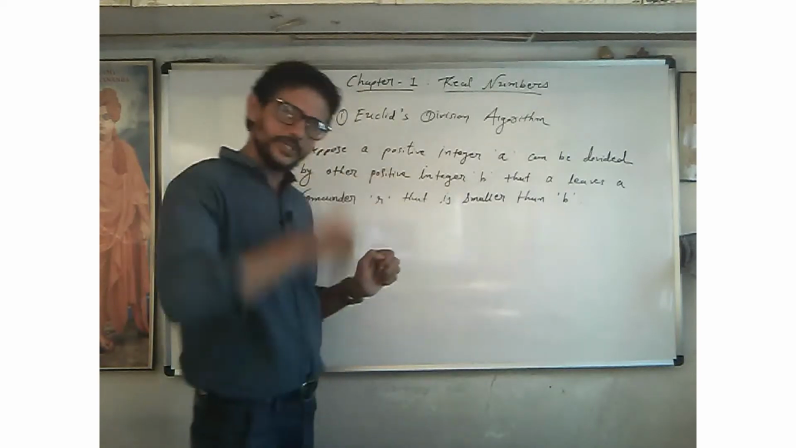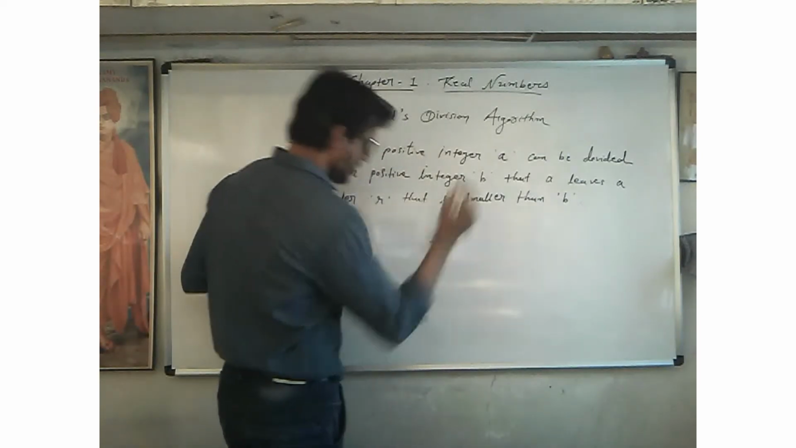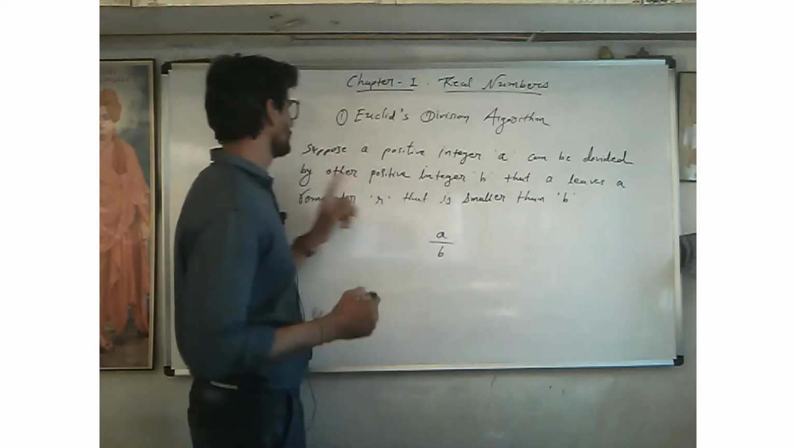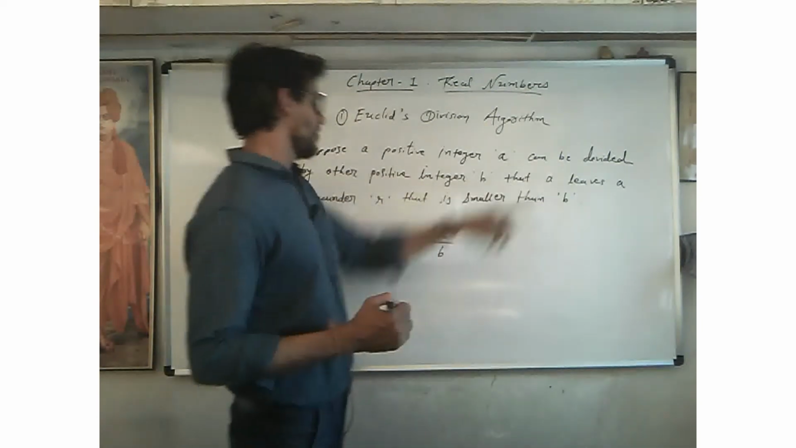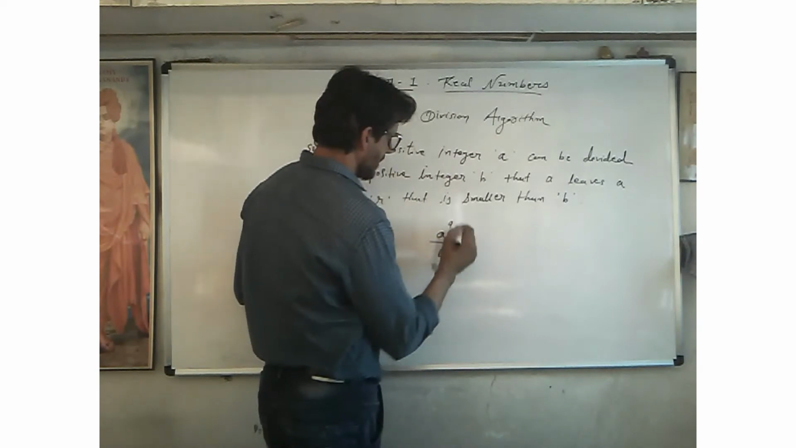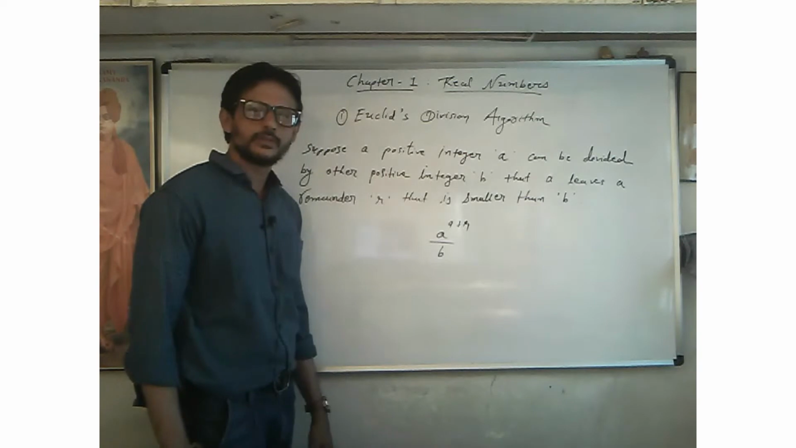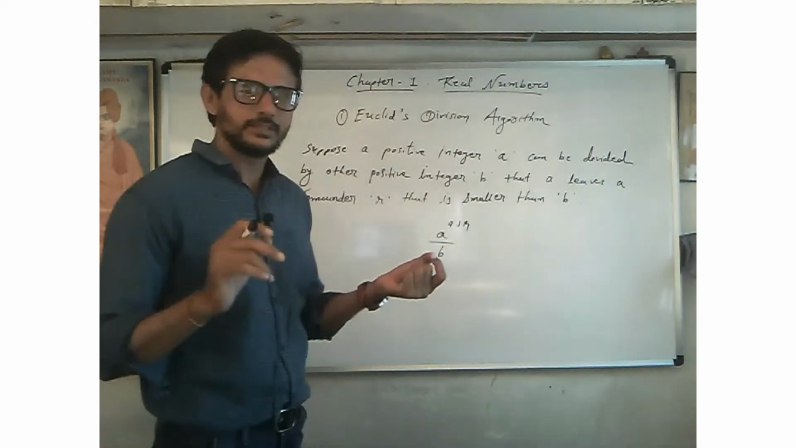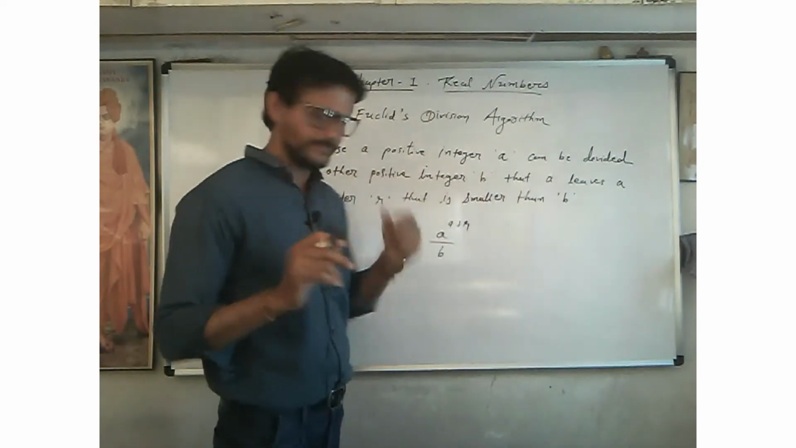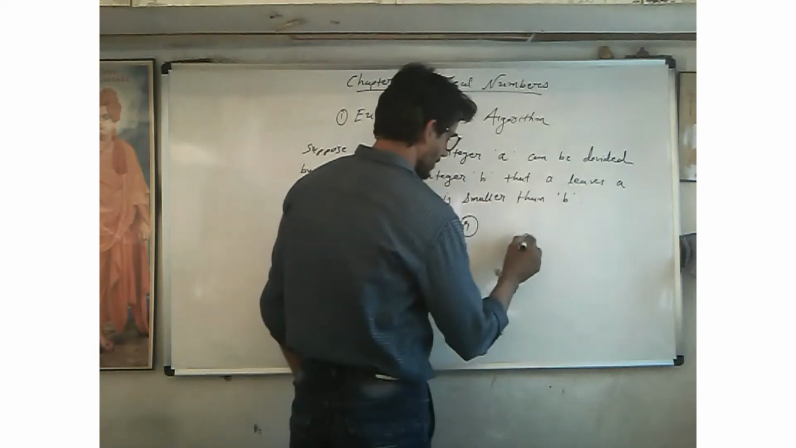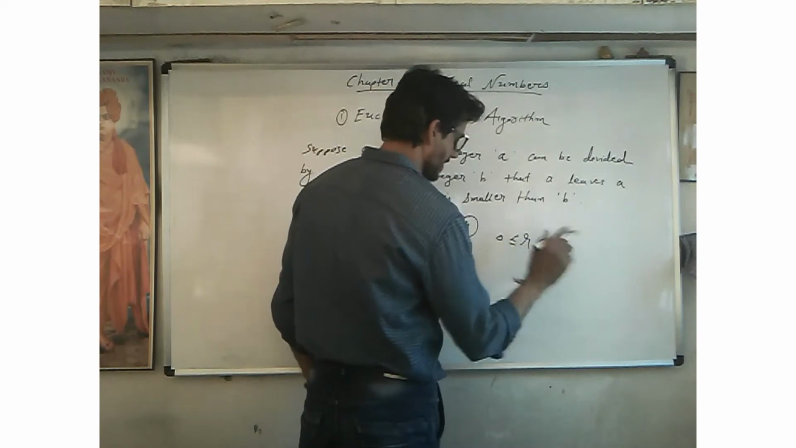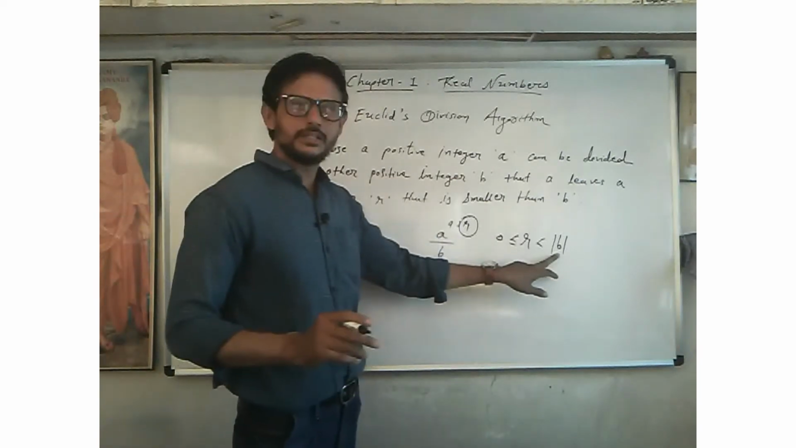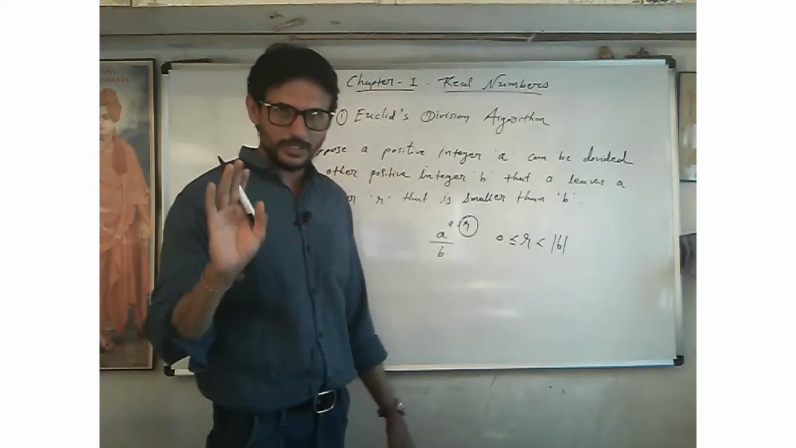Means, look over to here, a can be divided by b in such a way that remainder leaves, and remainder is smaller than b. This is remainder, and remainder is equal to or greater than 0 and less than mod b. Yeah, b is not equal to 0. Here b is not equal to 0.